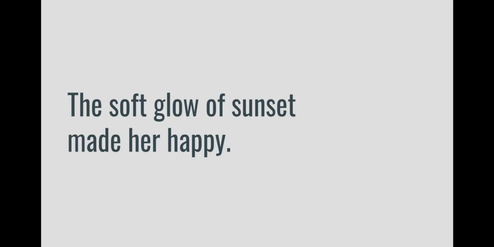So now we have some example sentences. You should be highlighting the simple subject and underlining the complete subject. In this sentence, the soft glow of sunset made her happy. The simple subject is glow. You should highlight glow. The simple subject can't be sunset because sunset is in a prepositional phrase. So you should highlight glow and you should underline the complete subject, the soft glow of sunset.